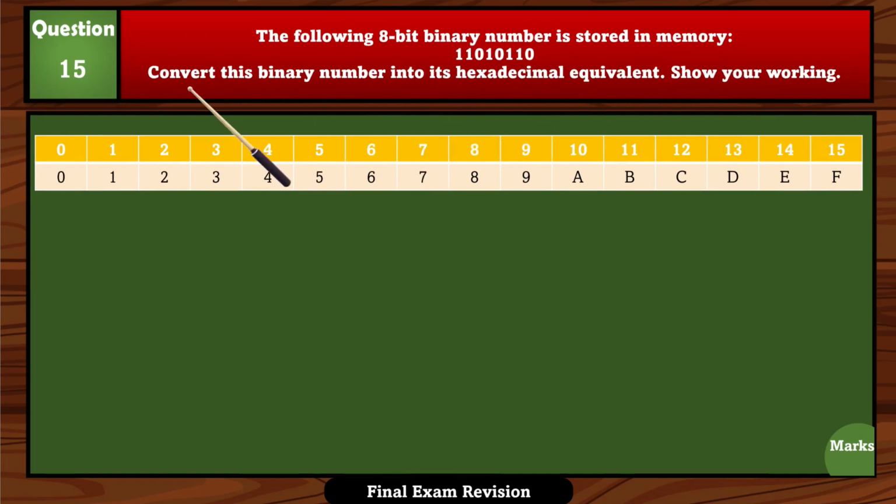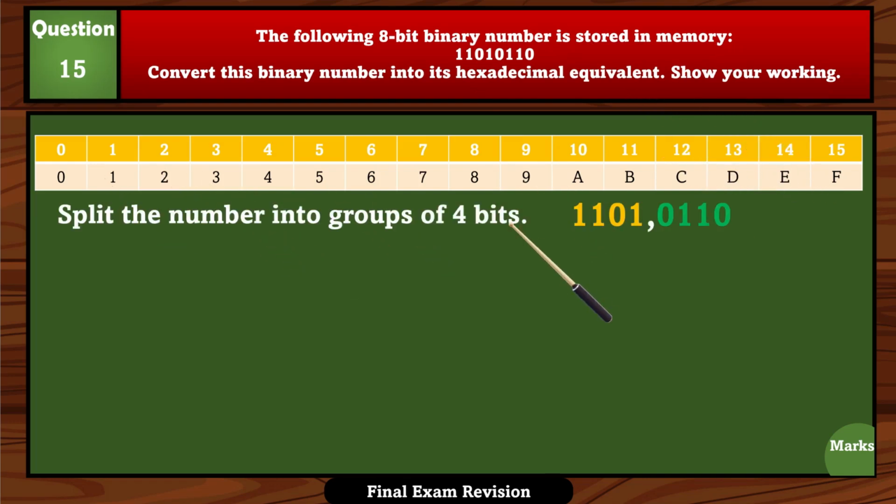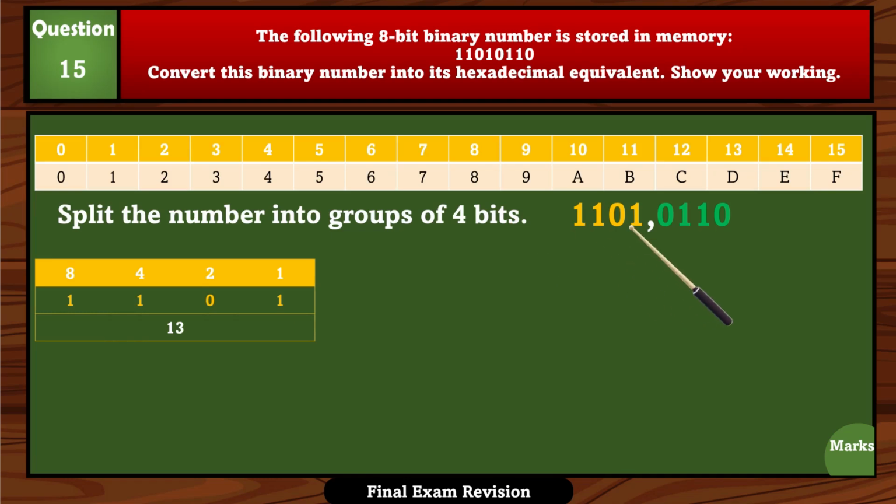So this is the number. Convert the binary number into the hexadecimal equivalent and show all of your workings. Similarly, we need to know this table. Okay, you already know this one. Next step is we split the number into groups of 4s because each hexadecimal number can be represented using 4 bits, right? So next we convert this number to what?